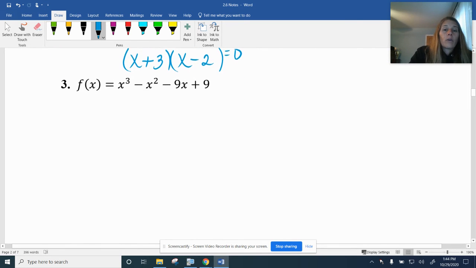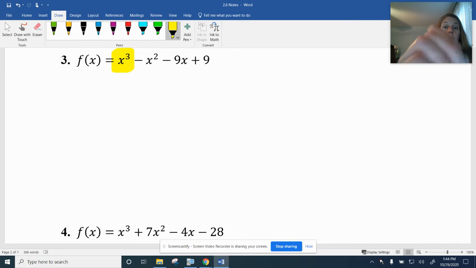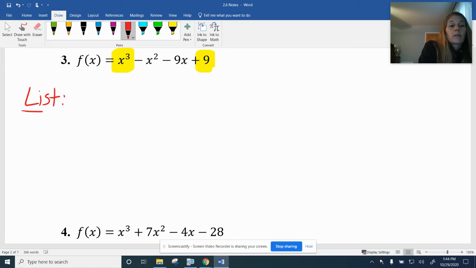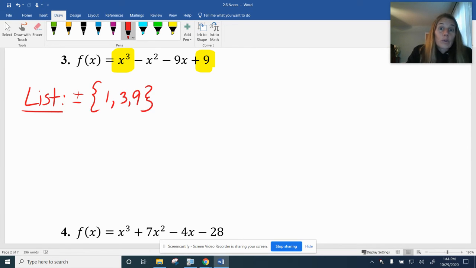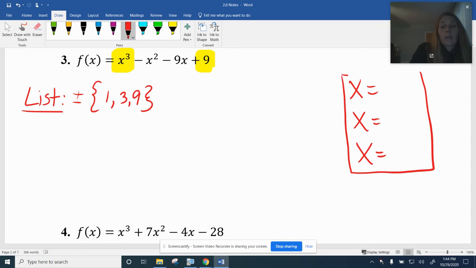Okay, so now we are going to do the next one. Again, we have a nice cubic polynomial here, which means we are going to have 3 answers, but we only have to worry about the factors of 9 for our list because the lead coefficient is just a 1. So my list is positive or negative, and my factors of 9 are 1, 3, and 9. So I only have 6 numbers to choose from this time, so that's kind of nice. And I have 3 solutions here. So I have a 50% chance this time of getting it to work.